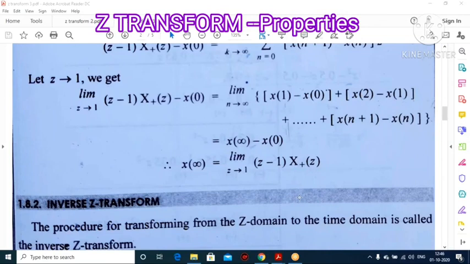Each term is one value greater than the next: x of 1 minus x of 0, x of 2 minus x of 1, x of 3 minus x of 2. So this is nothing but x of infinity minus x of 0. Finally we can write x of infinity, keeping it as it is, equals limit z tends to 1 of z minus 1 into X plus of z, minus x of 0. This minus x of 0 cancels out on both sides, so you get only z minus 1 into X plus of z. Hence it is proved.